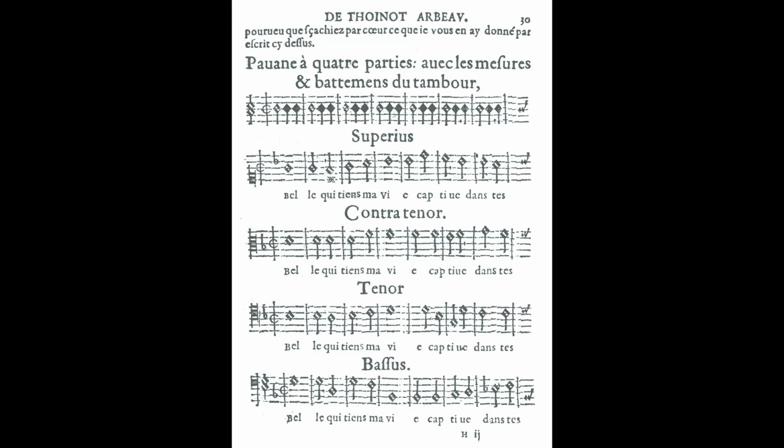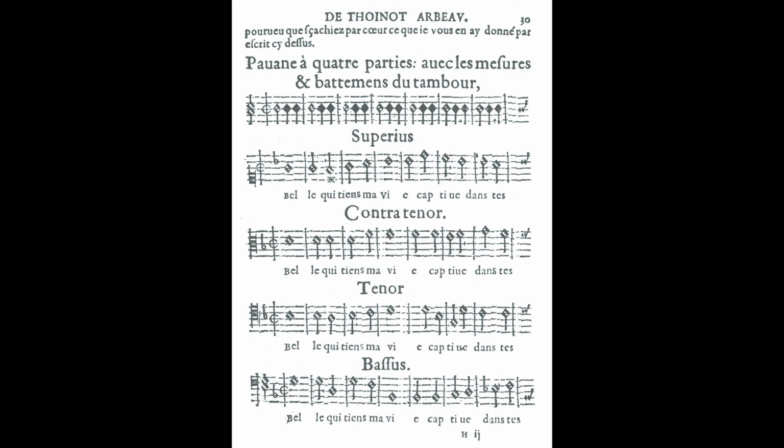The other notational anomaly concerns bar lines, which we assume did not exist, but which occasionally did. For example, in the pavane Bella qui tient ma vie, contained in the dance book Orchésographie by Thoinot Arbeau, first published in 1588, you can see here the parts for a drum and superius, contratenor, alto, tenor, and bassus, all with regularly spaced bar lines.